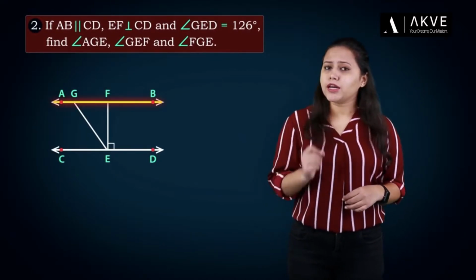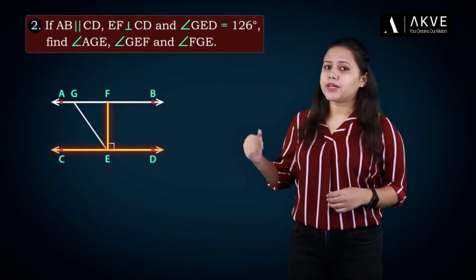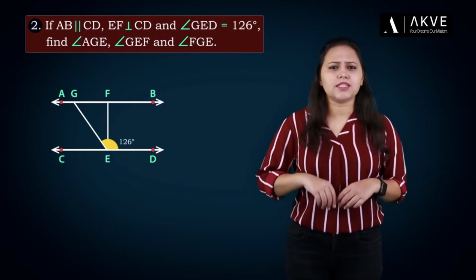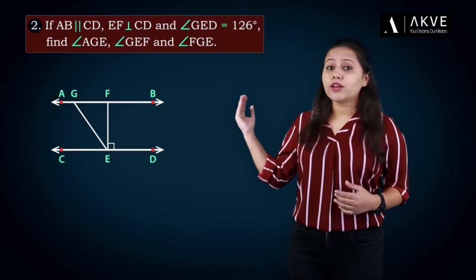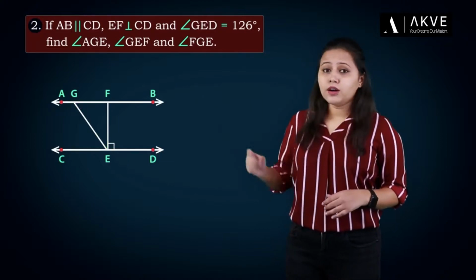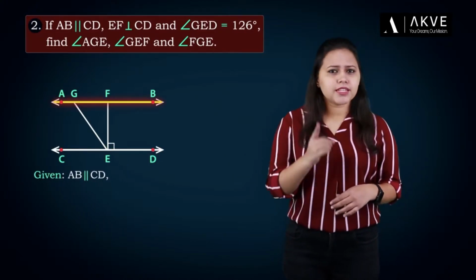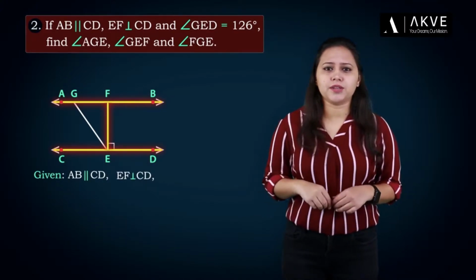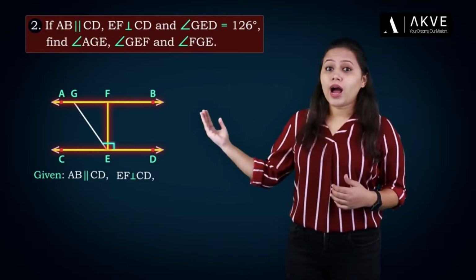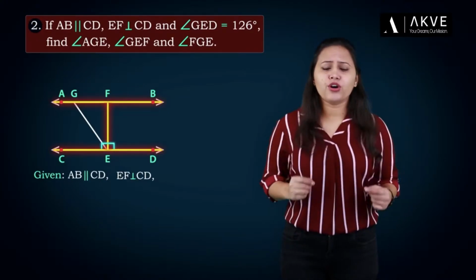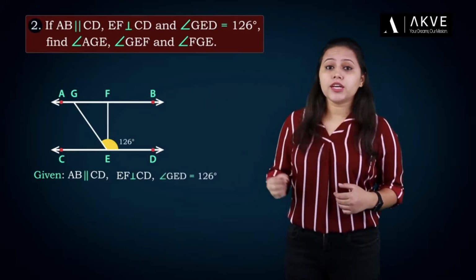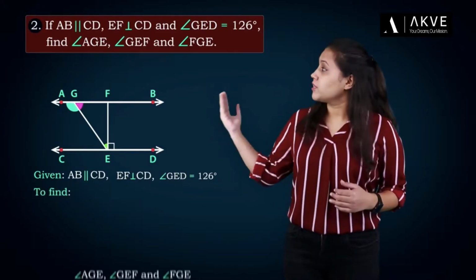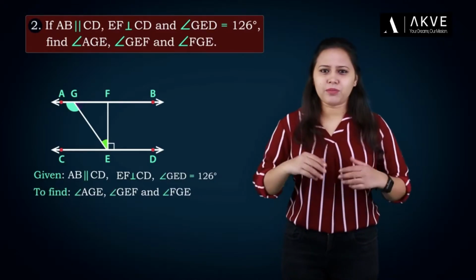If AB is parallel to CD, EF is perpendicular to CD and angle GED is equal to 126 degrees, then find the values of these three angles. Here, we are given that line AB is parallel to line CD. Also, EF is perpendicular to CD. This means these two angles are right angles. Moreover, it is given that angle GED is equal to 126 degrees. We have to find the values of these three angles. So let's find them one by one.